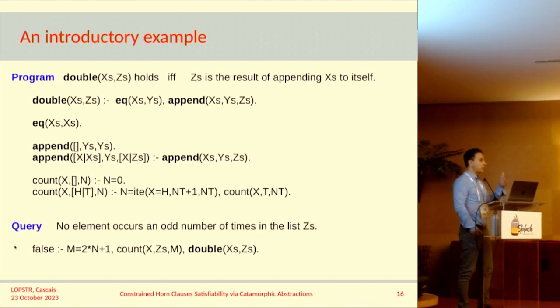In the query, the property we want to verify is that there is no element that occurs in Z an odd number of times, because we are duplicating a list, so no element can occur an odd number of times. We can write it this way in the query form. So we put here the negation of the property that M is odd, and this should be false. Okay?